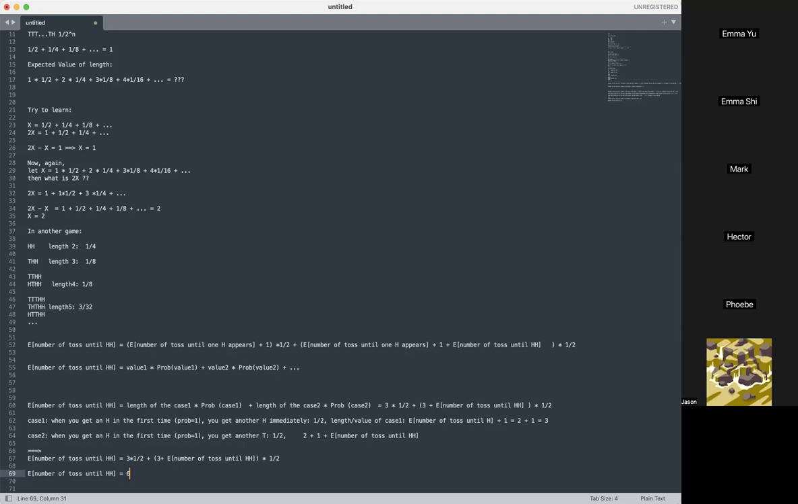It is like you toss an h and then an h, you can stop the game. If you toss an h and then t and then h, you cannot stop the game. You need to toss another h. But if you toss t again, you need to start all over again, right? So this game is very, very good.